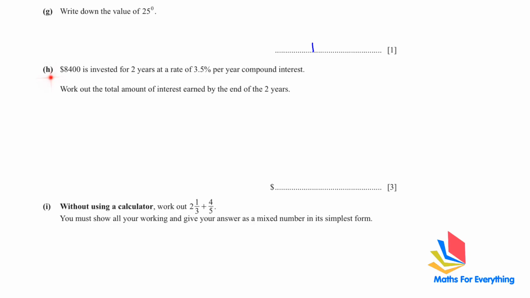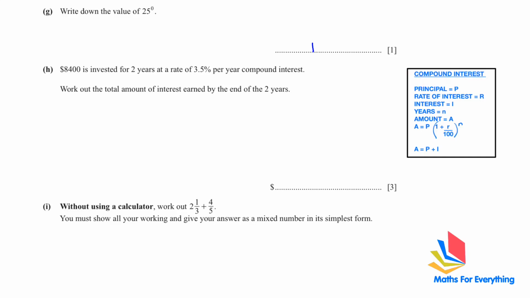Next, $8,400 is invested for 2 years at a rate of 3.5% per year compound interest. Work out the total amount of interest earned by the end of the 2 years. For this, you need to know a formula.